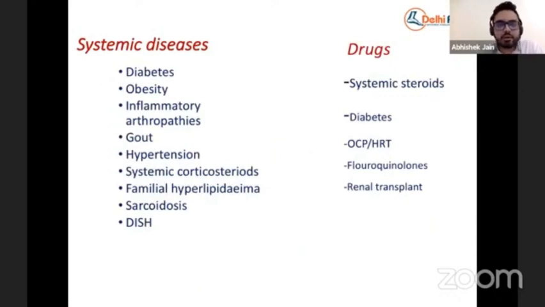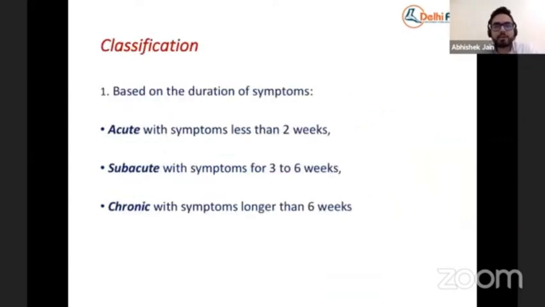Systemic diseases play a role, like diabetes, obesity, gout, inflammatory arthropathies, hypertension, systemic steroids, hyperlipidemia, sarcoidosis, and also drugs like oral contraceptive pills, fluoroquinolones, and drugs used in renal transplant, which have been documented to cause Achilles tendon pathology.